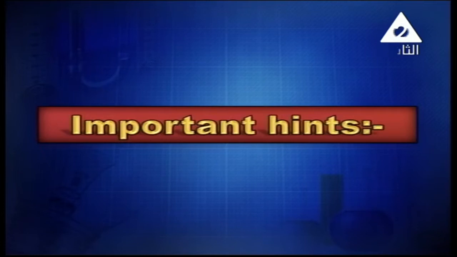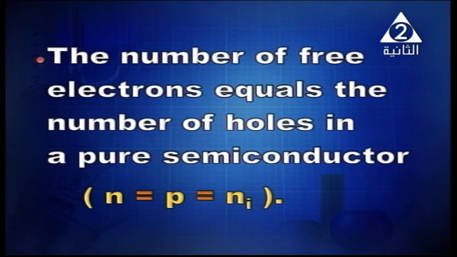We've got some important hints here. First of all, the number of free electrons equals the number of positive holes in a pure semiconductor. In an intrinsic semiconductor, small n is equal to p, which is equal to ni. The number of free electrons is equal to the number of positive holes.